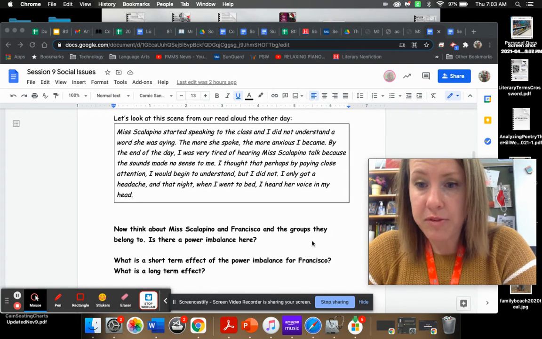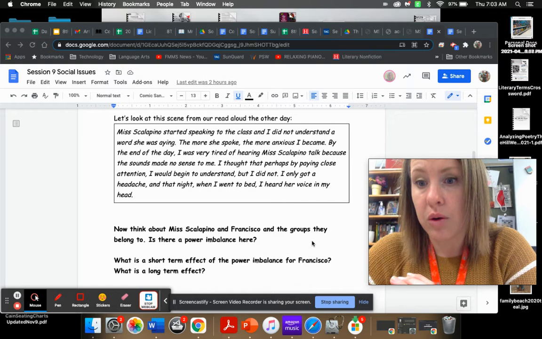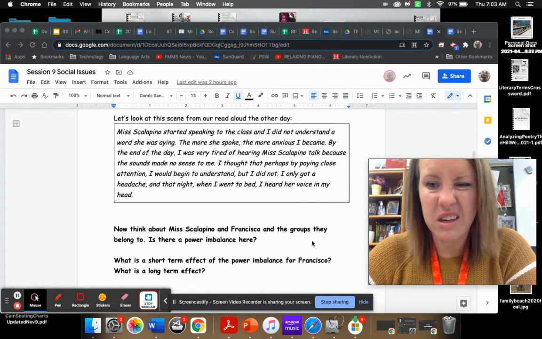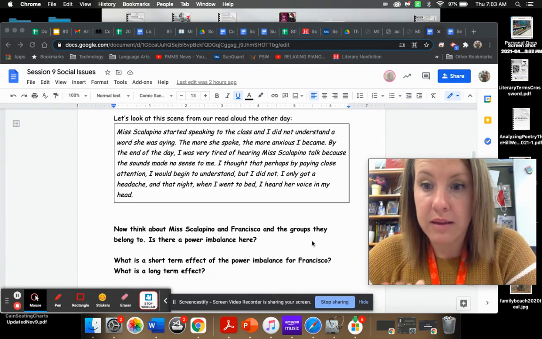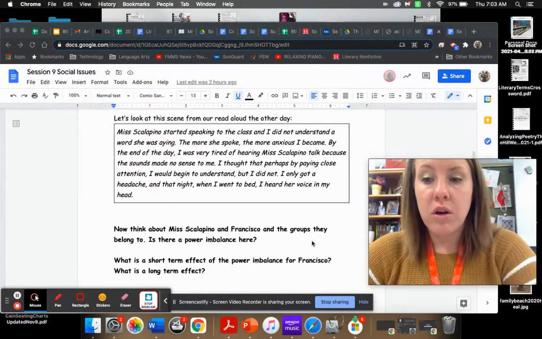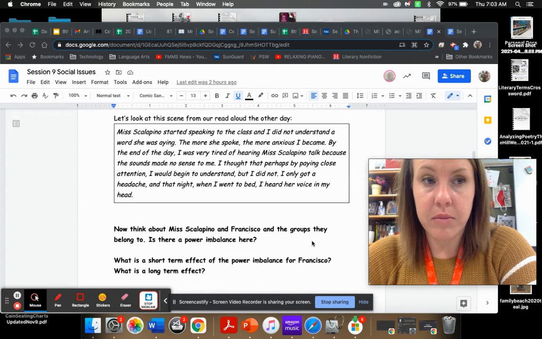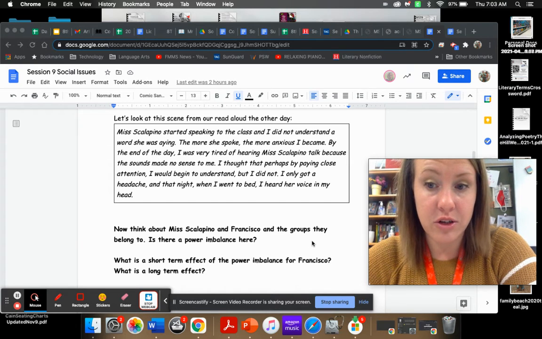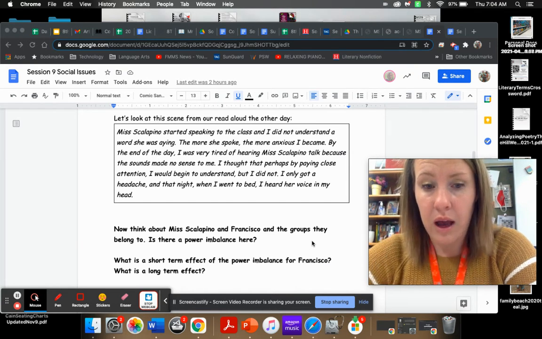Now, short-term effect, long-term effect. This is a big deal. So a short-term effect is something that's going to happen pretty quickly, within the next year or so. Long-term effect is lifetime, right? So short-term effect of this power imbalance might be his headaches, might be that he feels left out at school during this grade level, right? Long-term effect, he might feel like he has to change who he is to adapt to the English-speaking community. Long-term effect, he may kind of lose his sense of identity because he's trying to change himself to reach that level of power.